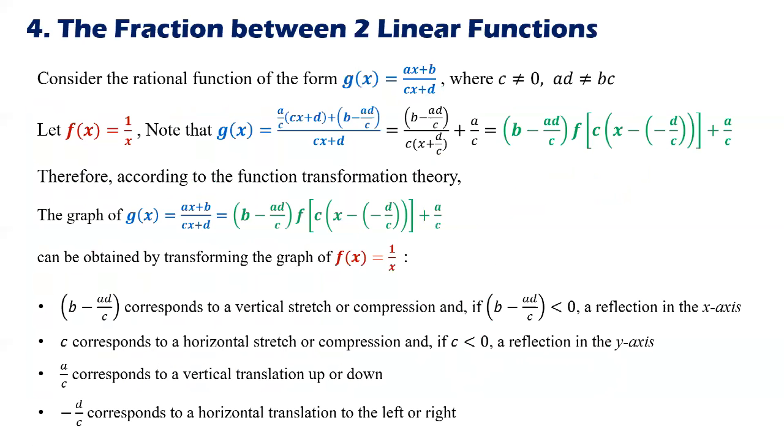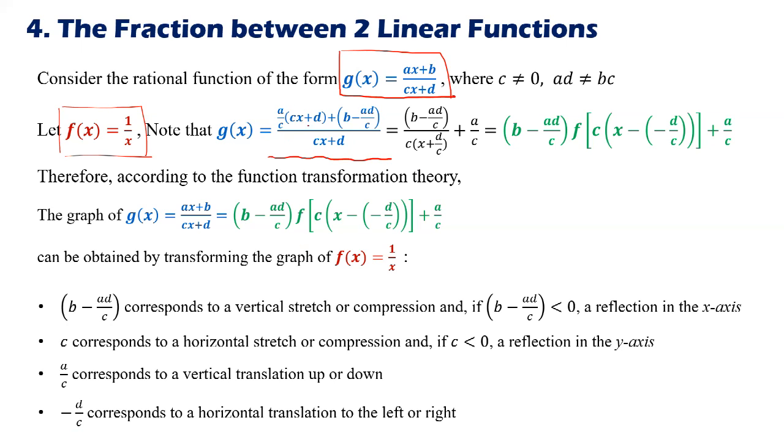No? All right, let's have a look at the fraction between two linear functions. So this time we have a function of the form ax plus b over cx plus d, where c is not 0 and ad is not equal to bc. This function can also be translated from f(x) equals 1 over x. These two functions are also connected, right? Because g(x) can be rewritten in this way.